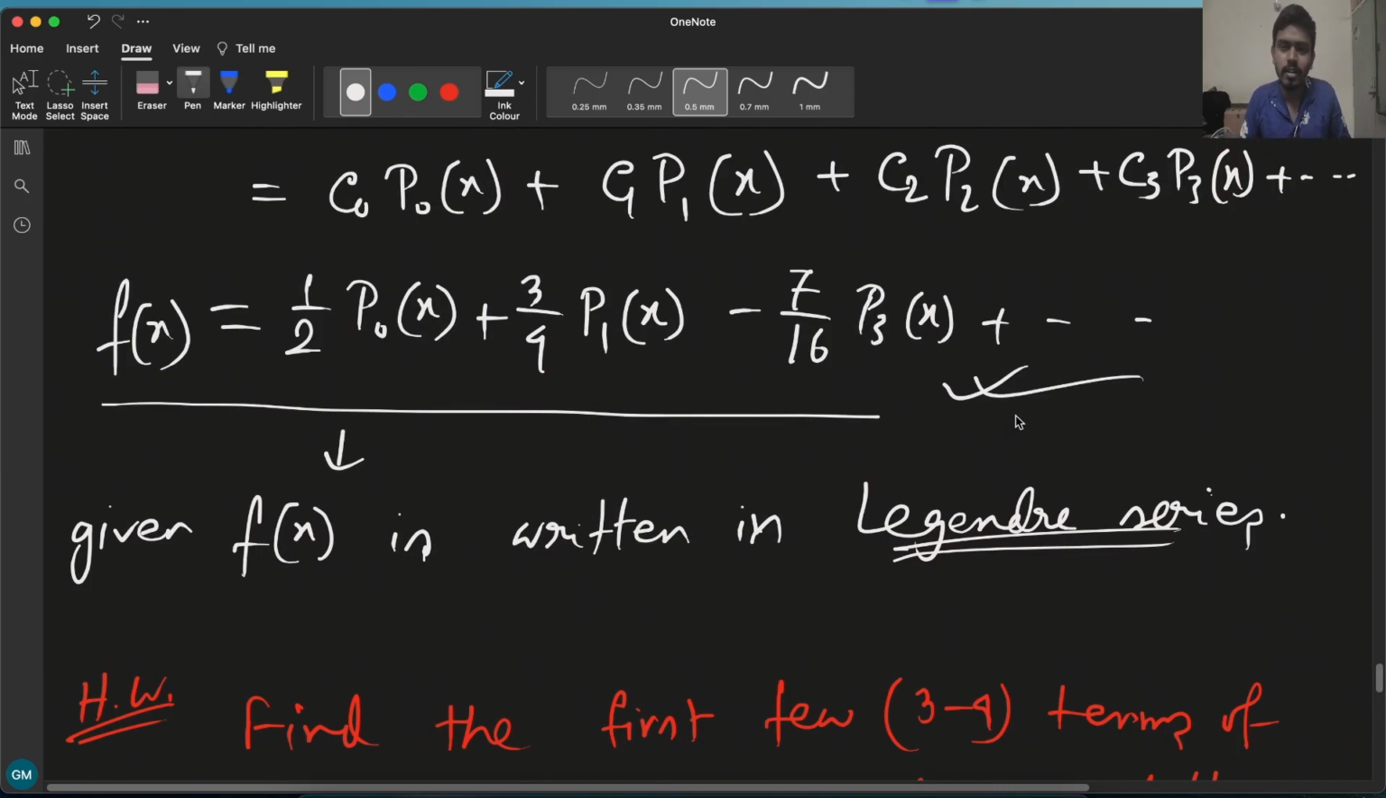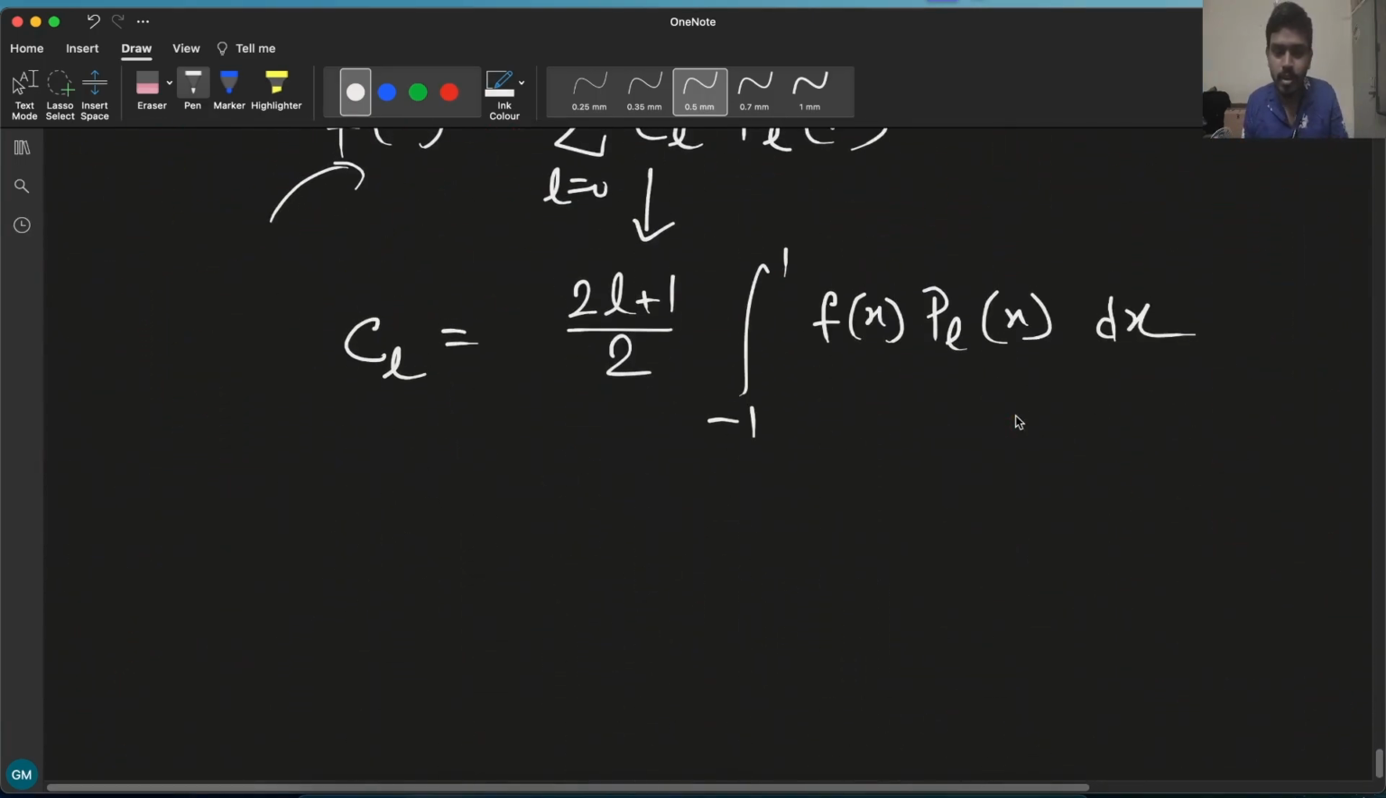Okay, so that's all for today. We talked about the orthonormality properties of Legendre polynomials, and then we described how we can write a given function in terms of a Legendre series. In the next class, I will talk about associated Legendre functions, and that will be the end of the Legendre polynomials. After that, I will start Bessel functions. So that's all for today. Bye.